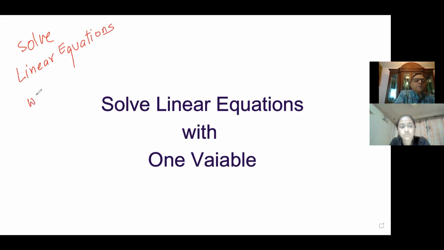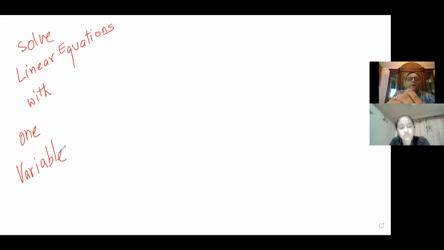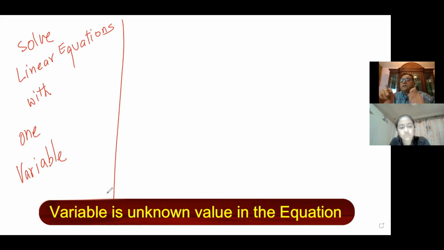Now let's begin with a very, very simple example. So we are trying to solve linear equations with one variable. Is it okay? Yes. So there will be only one unknown in our equation, and we need to find what that unknown is. That is what is called the solution of an equation. Is that clear to you?